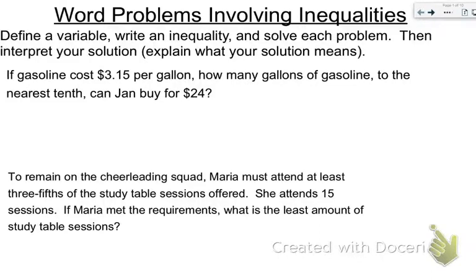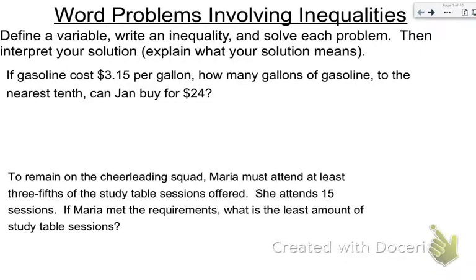Hello everybody, this is the topic 4 video for chapter 5, word problems involving inequalities. For word problems, there's a few things we need to do. First, define our variable. Second, write the inequality. Third, solve the inequality. And then last, because it's a word problem, we need to answer it in context. Explain what that solution to the inequality means.